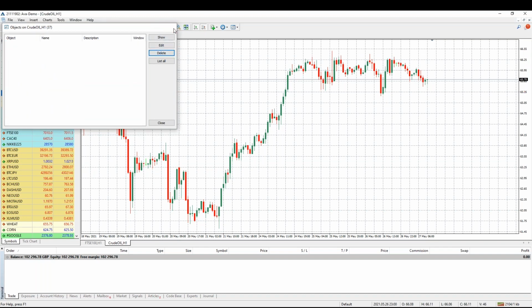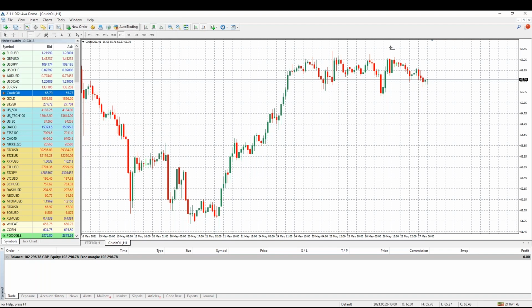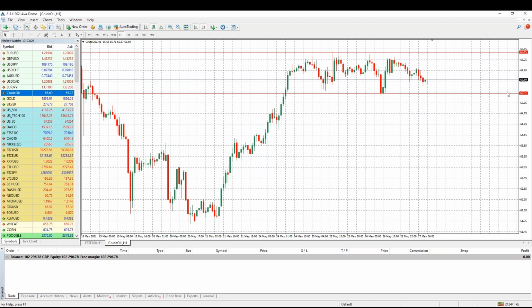Okay, now all the lines are gone. Let's draw our new line. Here's the resistance up here around 66 and change. And I see a support level down here around, give or take, 65 and change. So we have about $1 between the resistance and the support.